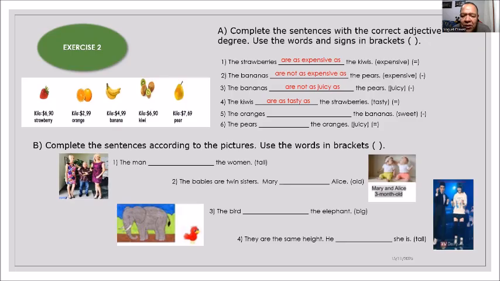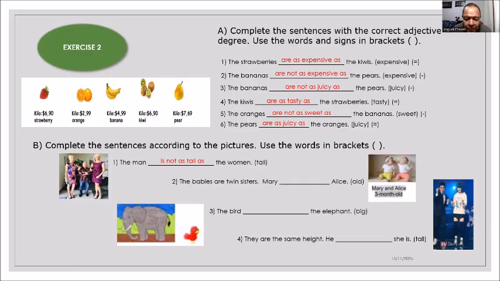Number 5, the oranges are not as sweet as the bananas. Number 6, the pears are as juicy as the oranges. Letter B. Complete the sentences according to the pictures. Use the words in brackets. Picture 1. The man is not as tall as the woman.